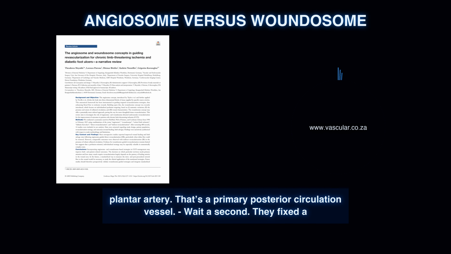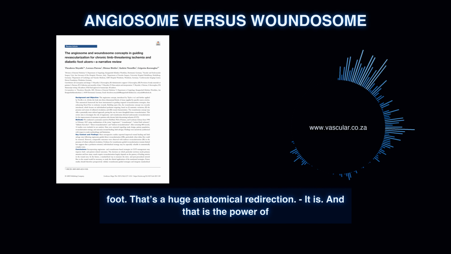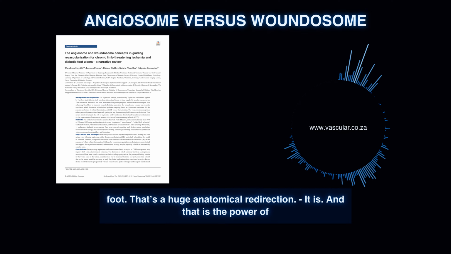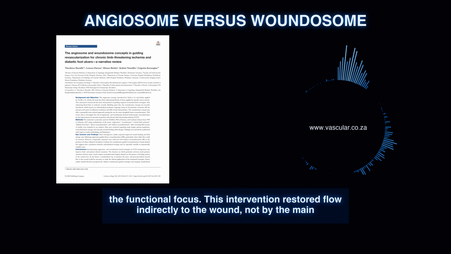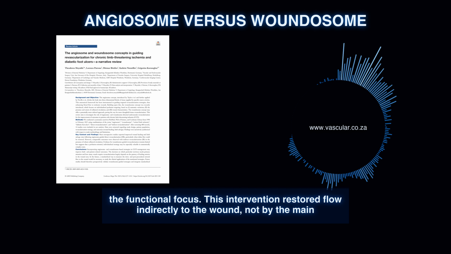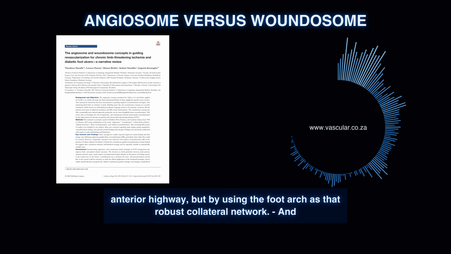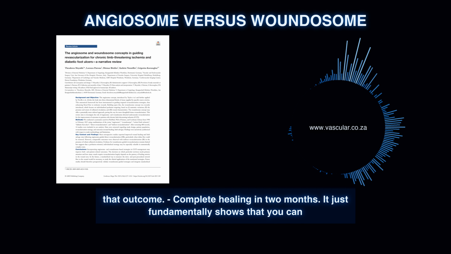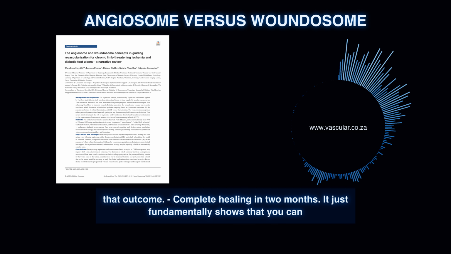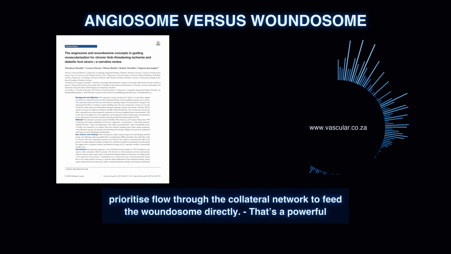Wait a second. They fixed a vessel in the heel area to heal a severe wound on the top of the foot. That's a huge anatomical redirection. It is. And that is the power of the functional focus. This intervention restored flow indirectly to the wound. Not by the main anterior highway, but by using the foot arch as that robust collateral network. And the outcome? Complete healing in 2 months. It just fundamentally shows that you can prioritize flow through the collateral network to feed the Woundosome directly.